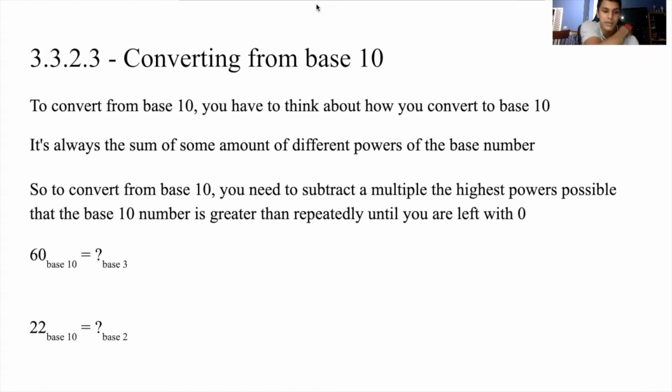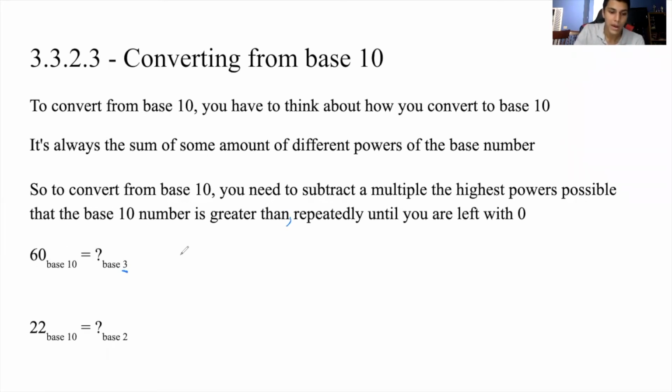So here I'm going to be converting 60 in base 10 to some number in base 3, and then I'll convert 22 in base 10 to some number in base 2. So if we look at our definition of how to convert from base 10, you subtract a multiple of the highest power possible that the base 10 number is greater than repeatedly until you're left with 0. Okay, so we need to find the highest power possible that the base 10 number is greater than. So the highest power of 3 that this base 10 number, 60, is divisible by.